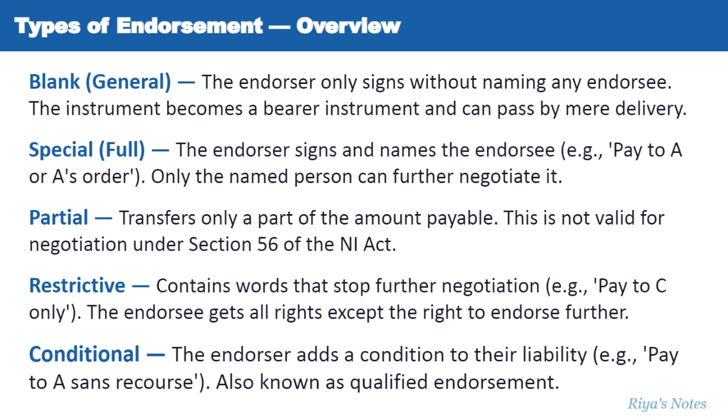Partial: transfers only a part of the amount payable. This is not valid for negotiation under Section 56 of the NI Act. Restrictive: contains words that stop further negotiation, e.g., pay to C only. The endorsee gets all rights except the right to endorse further. Conditional: the endorser adds a condition to their liability, e.g., pay to A sans recourse. Also known as qualified endorsement.